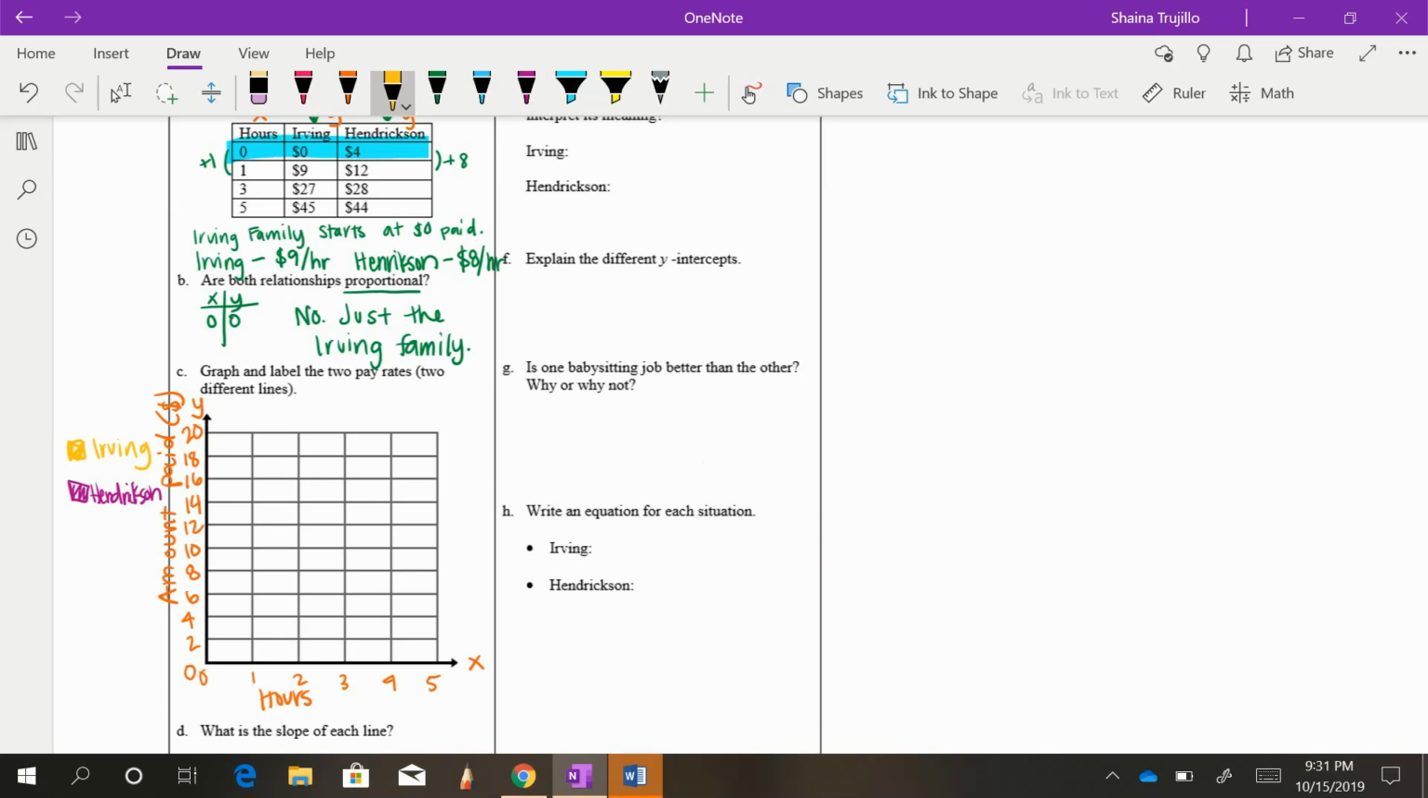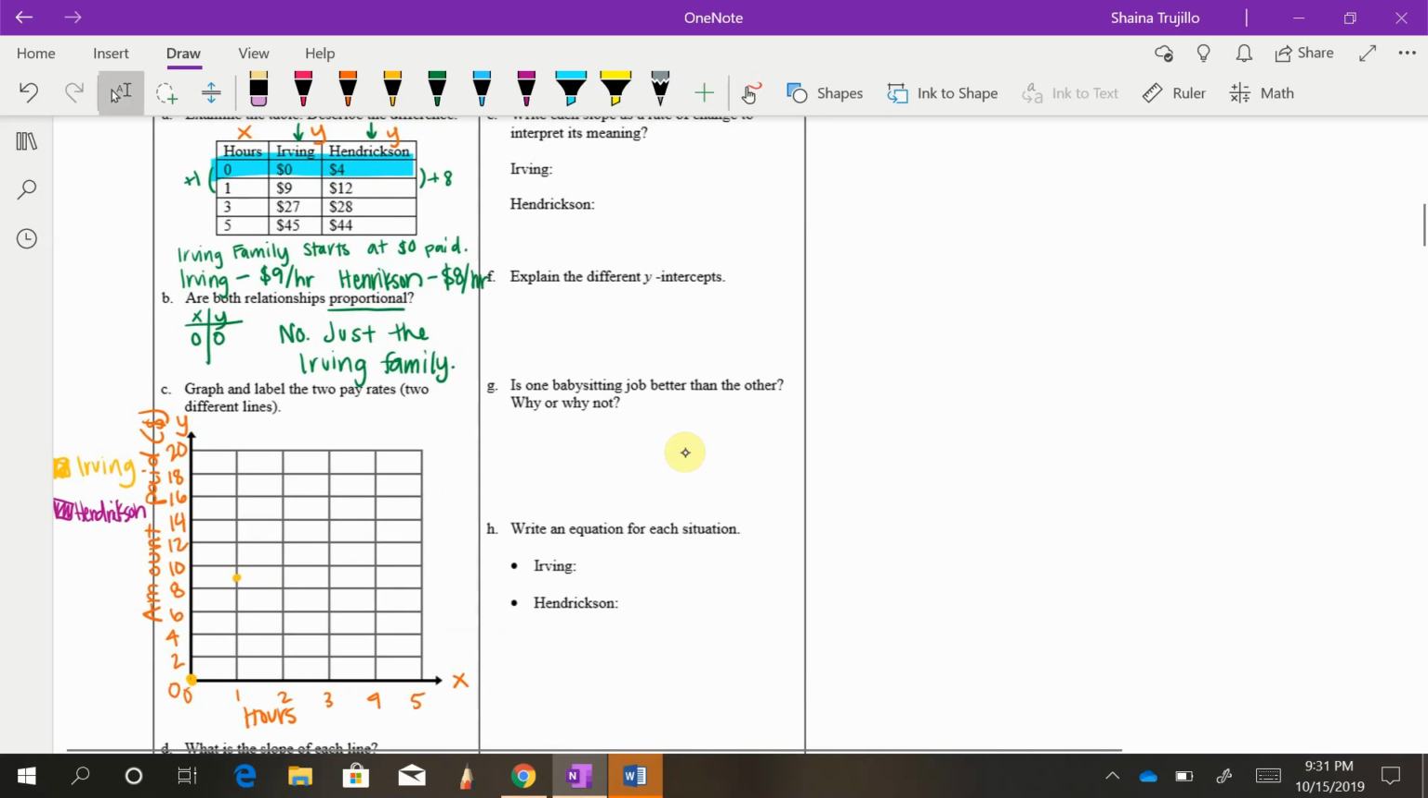Okay, so, Irving family. For 1 hour babysat, actually, let's go to our starting point. Our starting point is at 0, 0, so I'm going to put a little dot at 0, 0. For 1 hour babysat, we make $9, which is halfway between 8 and 10. And let's go to 3 hours babysat, we make 27. Oh, well, that's way off our chart. So as long as we have 2 dots, we should be good. We can go ahead and graph that.